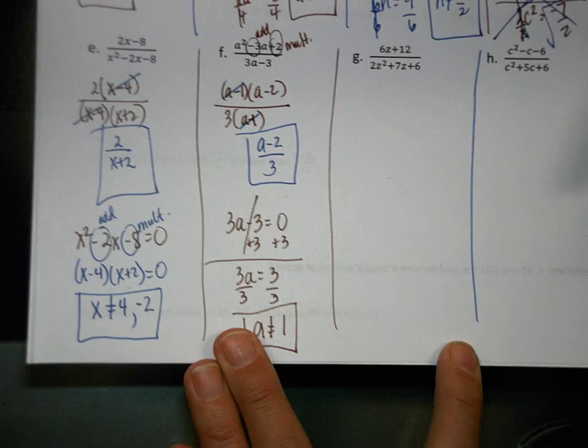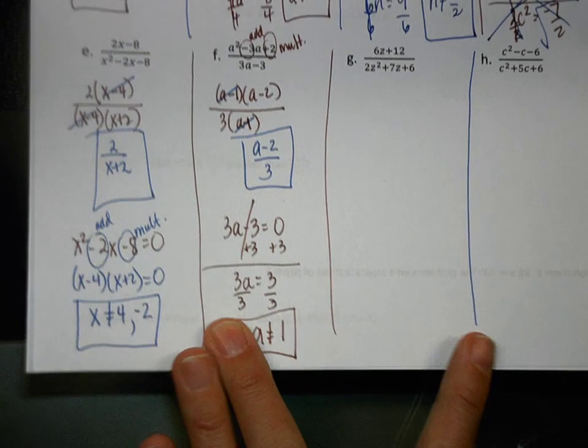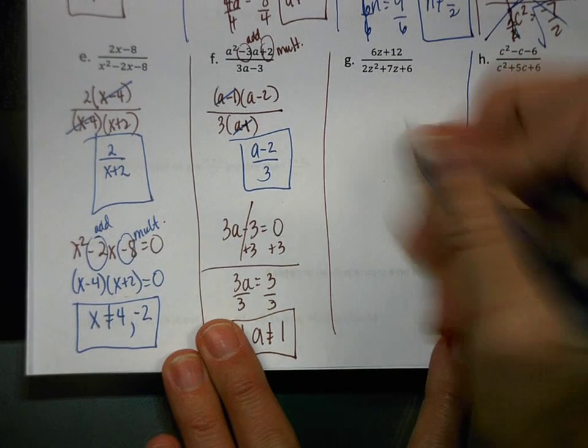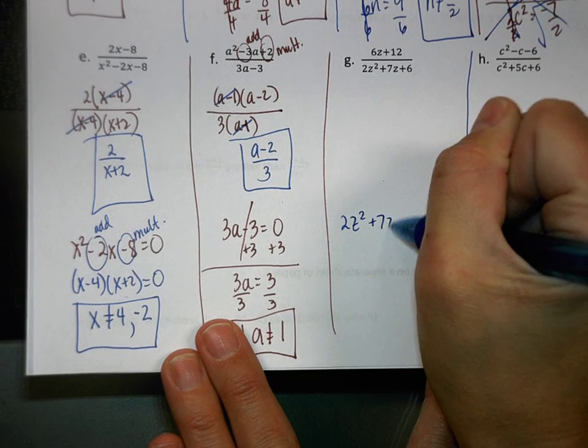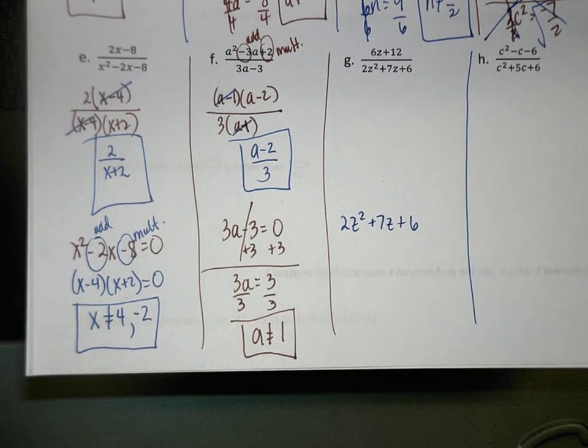Okay, the first thing I should start with is what? Good, set your denominator equal to 0. So we have 2z squared plus 7z plus 6. Do you guys remember how to factor that one?